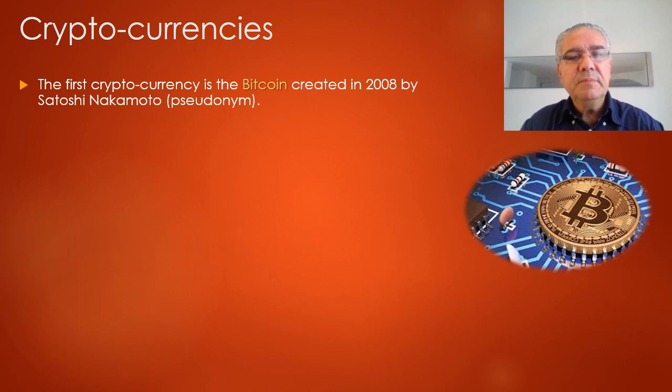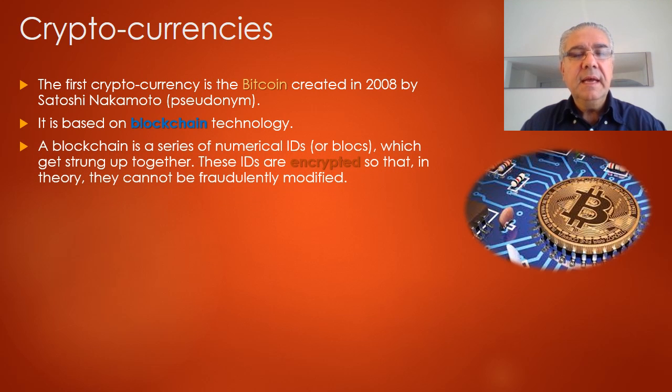And then let's just finish this presentation with cryptocurrencies. The first cryptocurrency that we all know is Bitcoin, which was created in 2008 by somebody named Satoshi Nakamoto, which is a pseudonym, so we don't really know who that person is. And it's based on a technology that has become really fashionable these days. It's called blockchain technology. And what is the blockchain? It's a series of ID numbers or blocks which get strung together. And these IDs are encrypted so that, in theory, they cannot be modified or tampered with.